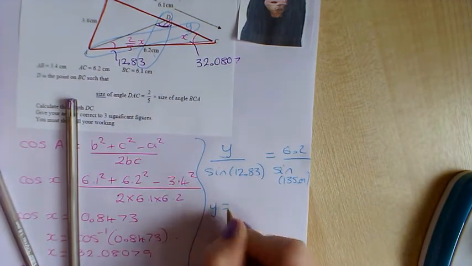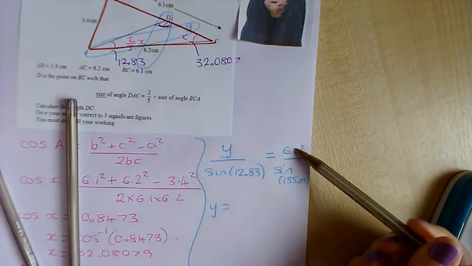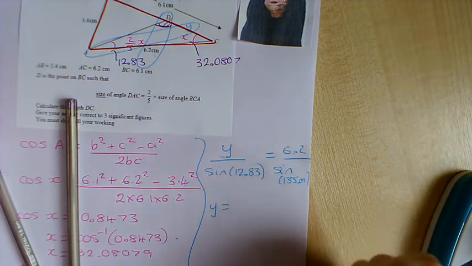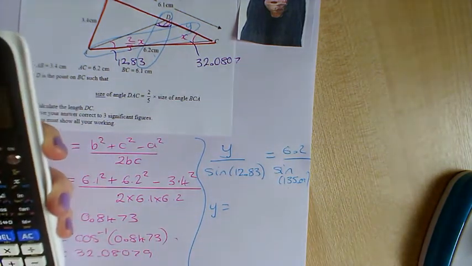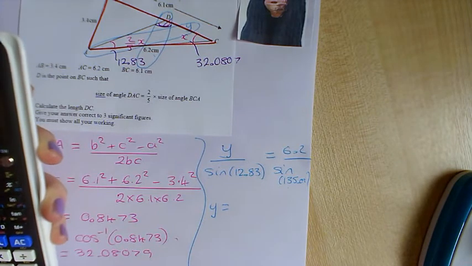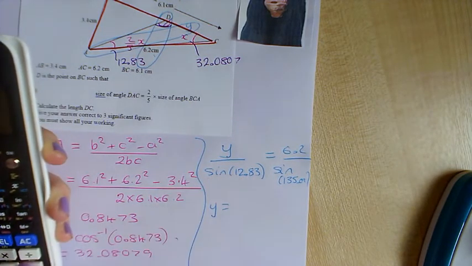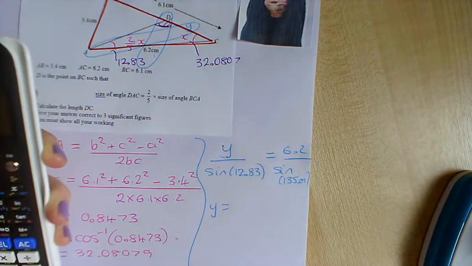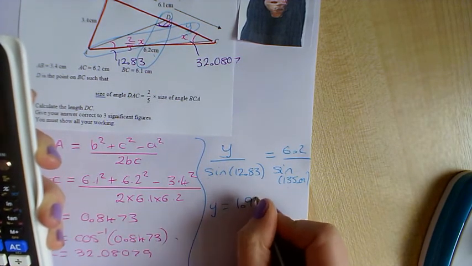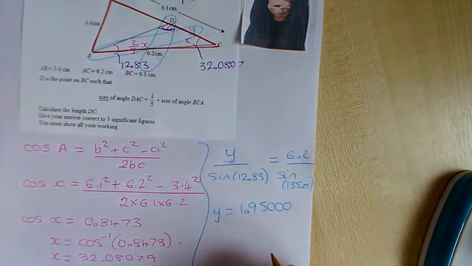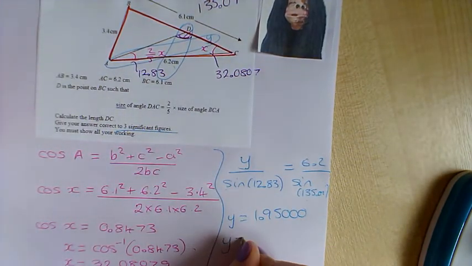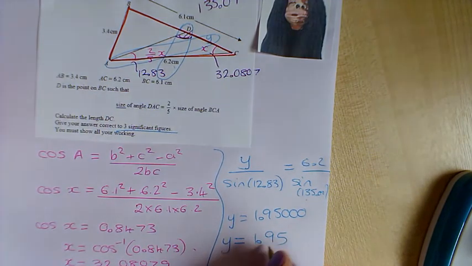So in order to solve that, I'm literally going to do 6.2 divided by this and then multiply it by that to get y on its own. So 6.2 divided by sine of the answer stored in my calculator multiplied by sine 12.83, press equals, gives me 1.95 and 3 zeros. Just double checking the question, 3 significant figures, so y equals 1.95.